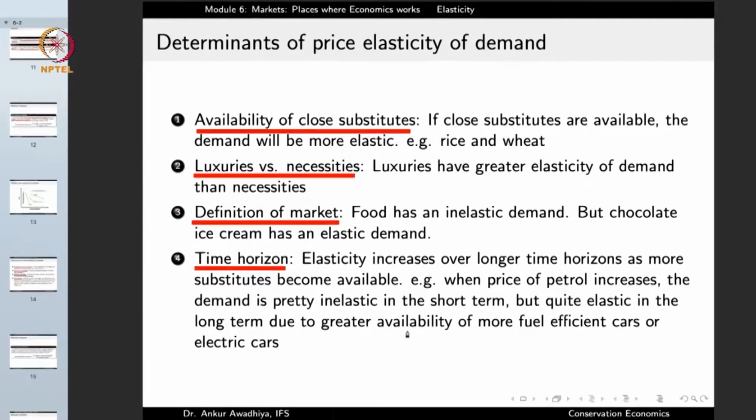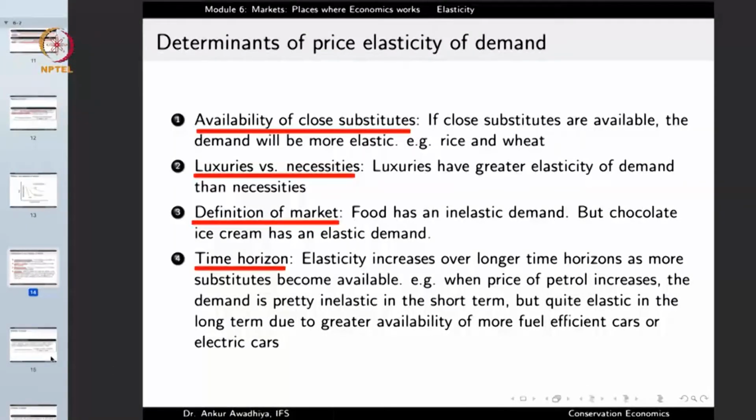So in the long term, you make changes to the items that you are using, and you make changes in a way that you have access to some of the other substitutes. Probably you will shift from a petrol car to a diesel car or a CNG car or an electric vehicle, or maybe to a more fuel efficient vehicle, so that you are able to reduce the quantity of petrol that you are demanding. So the important thing to remember here is that in the short term, the demand curves are generally inelastic, but in the longer time horizons, the demand curves become pretty elastic.